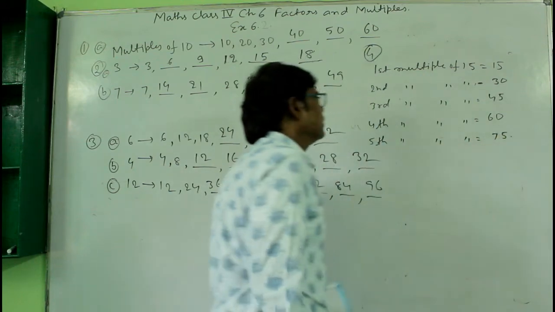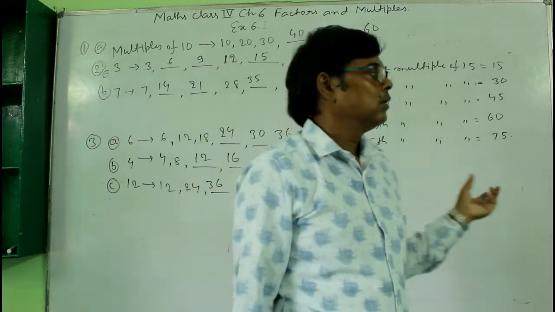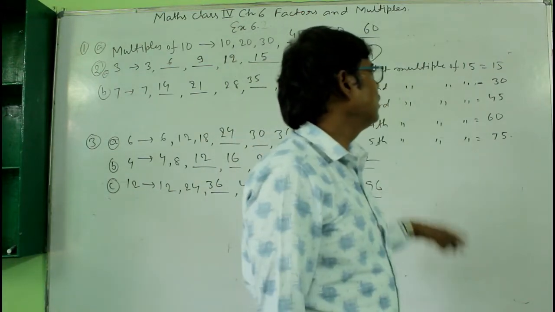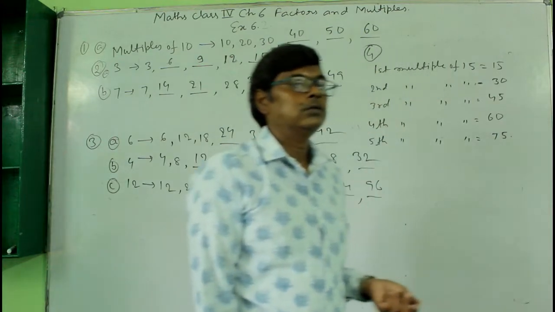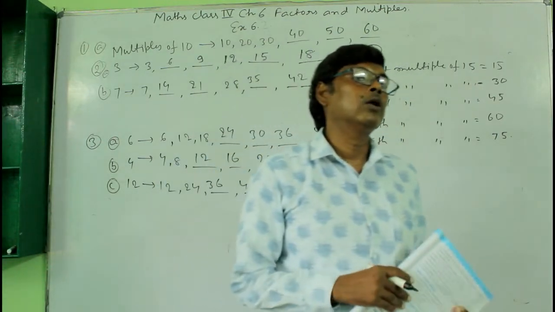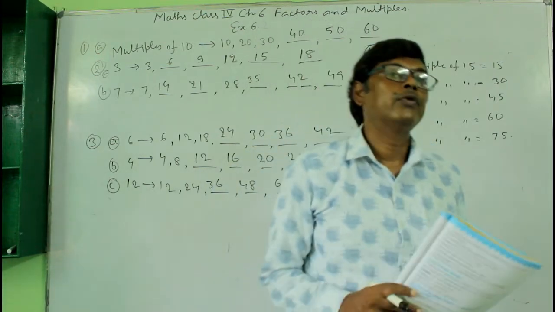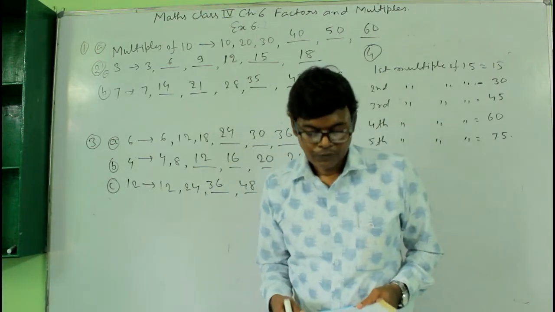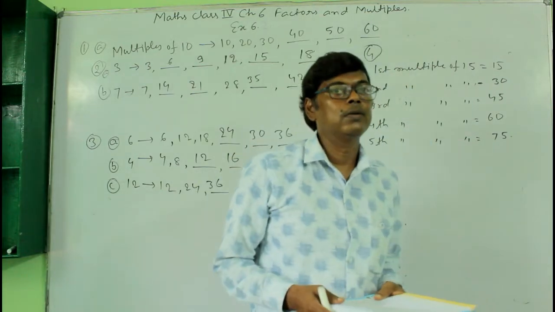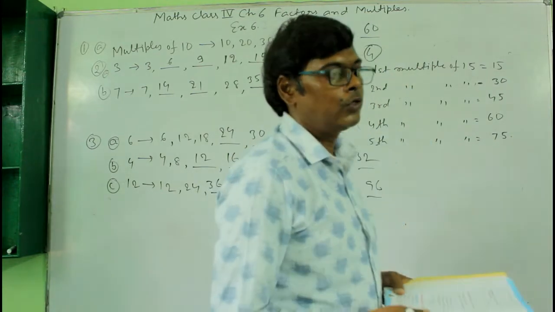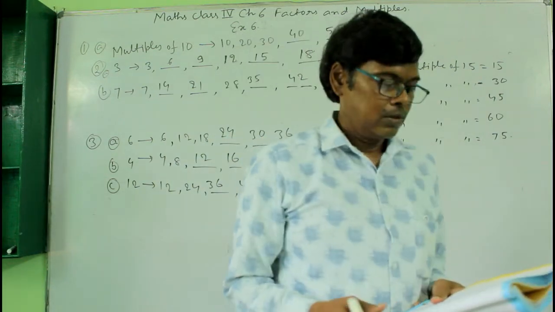75. Okay, so here we can write that the multiples of 15 are 15, 30, 45, 60 and 75. Because you have to remember the table also: 15 1 is 15, 15 2 is 30, 15 3 is 45, 15 4 is 60, 15 5 is 75. So you must remember this table. If you don't remember the table, then it will be difficult for you to write the answer. Okay. So question number B, you will do it yourself.